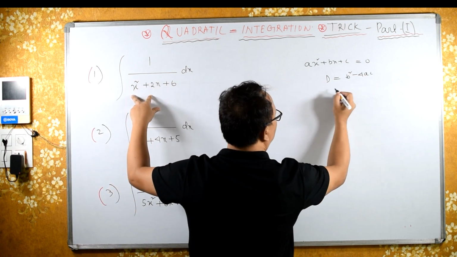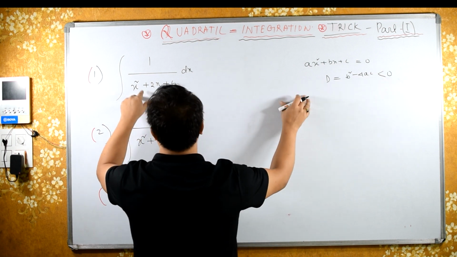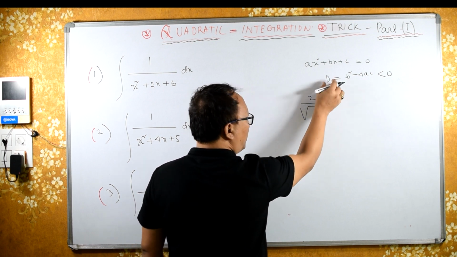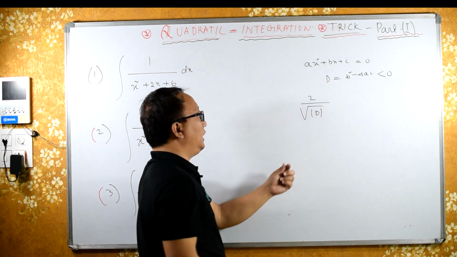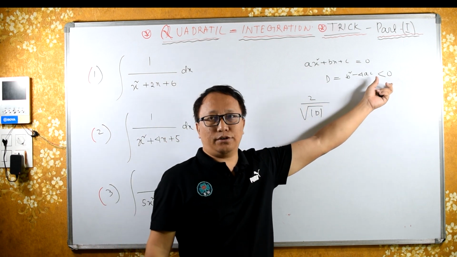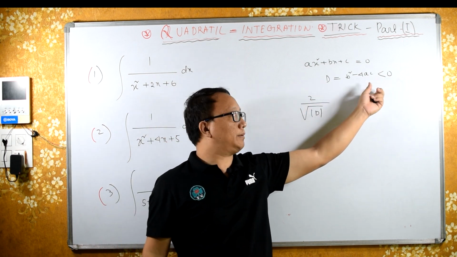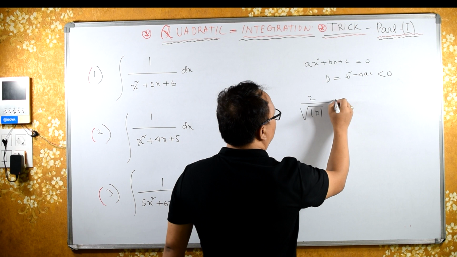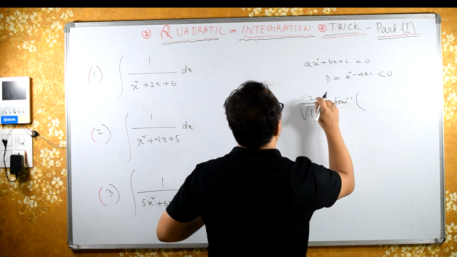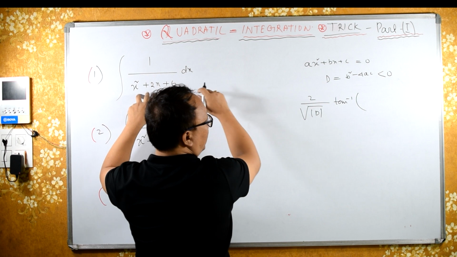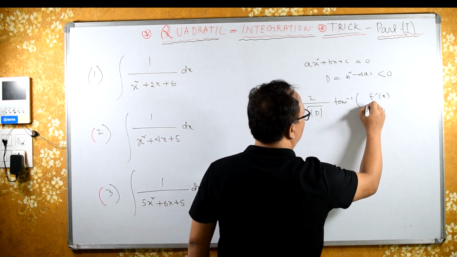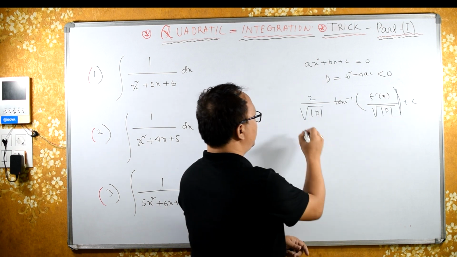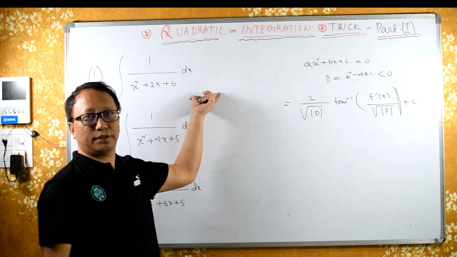If this discriminant is less than 0, then the integral of this is given by 2 upon square root of mod of this D. Since it is less than 0, it will be minus, for example minus 24. Neglect that minus, and then tan inverse of the differentiation of that quadratic function, f dash x, upon square root of mod of D, plus c. This is the required integral.